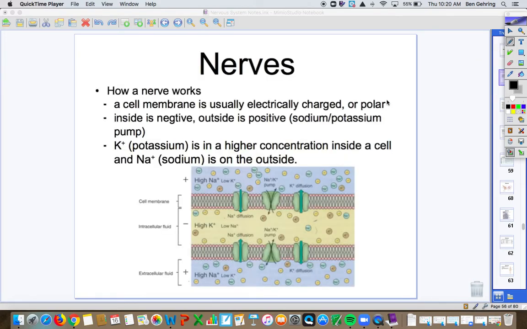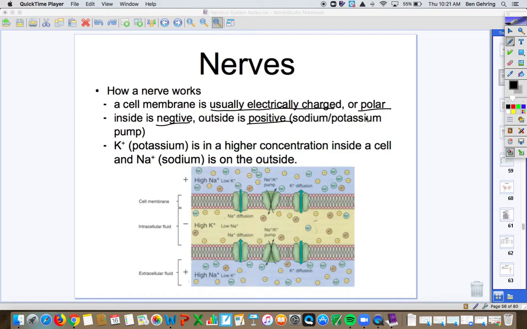So here we go. How a nerve works is your cell membrane is usually electrically charged. So nerve membranes are charged, or we call them polarized. And the way this works is the inside of the cell has a negative charge, and the outside of the cell has a positive charge. And this is all due to our sodium-potassium ion pump that pumps sodiums out and pumps potassiums in.